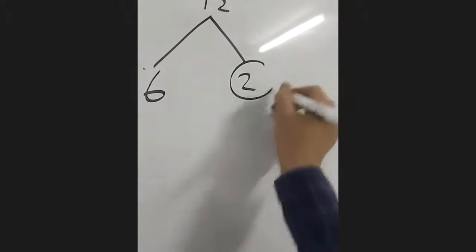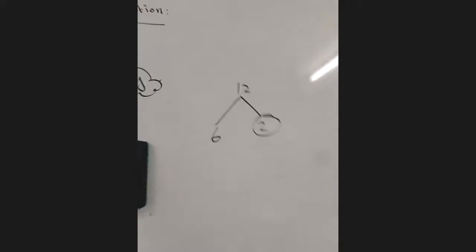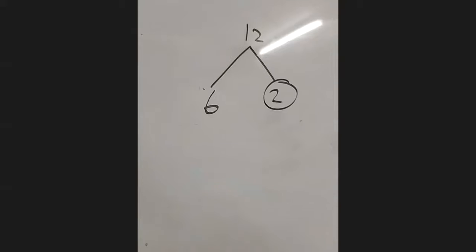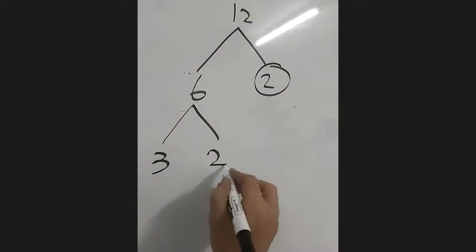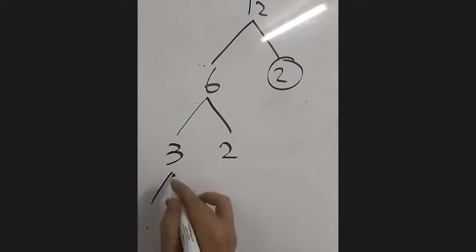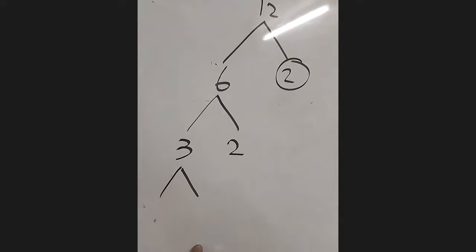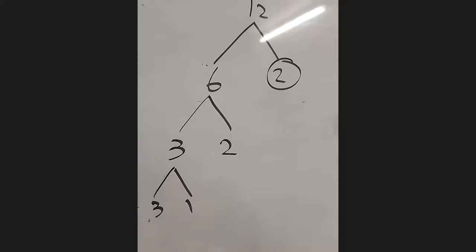So I put what on it? A circle. But how about the 6? Can I do more? Yes, 3 multiply 2. The 3, can I do more? No. Why? Because we only have a 3 and 1.